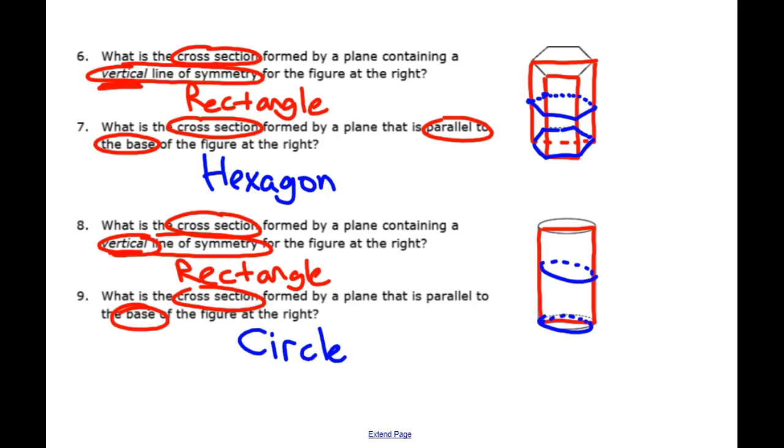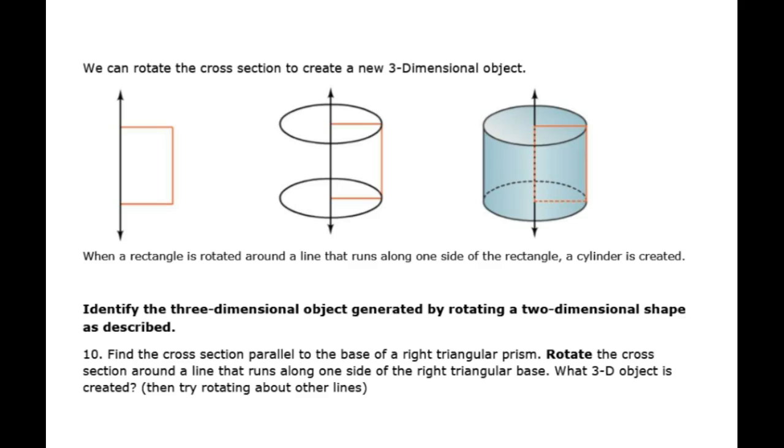Well, let's make it harder. All right, flip it over, please. Now we're going to take these cross sections, whether you have a rectangle or a triangle, and we're going to rotate them and spin them and make them look cool like that. All right, so let me show you what I mean.